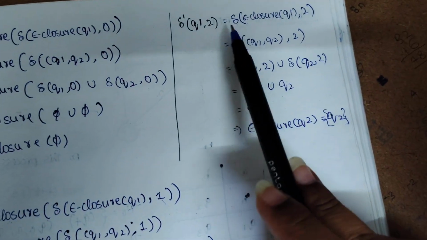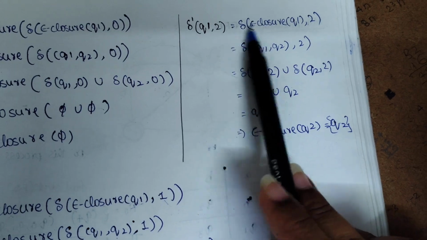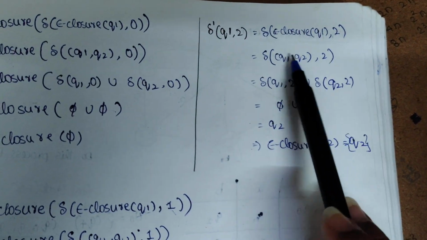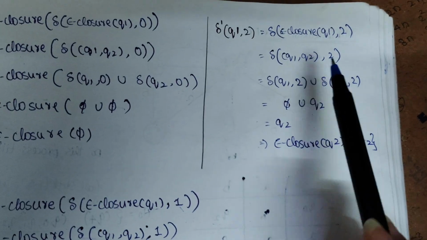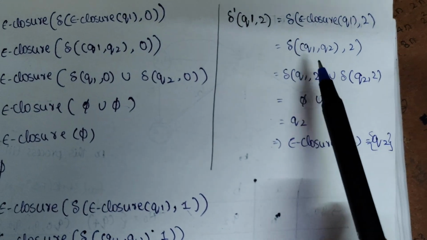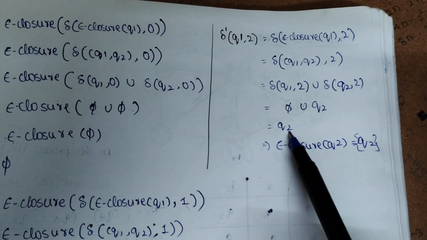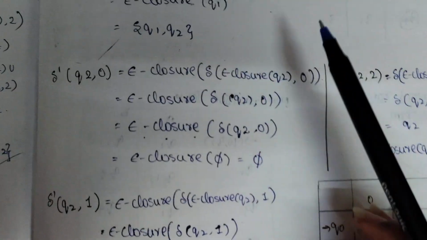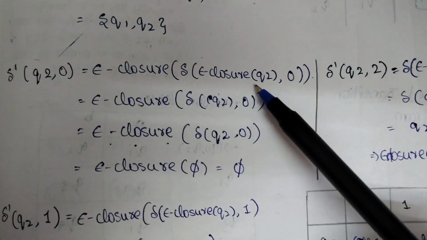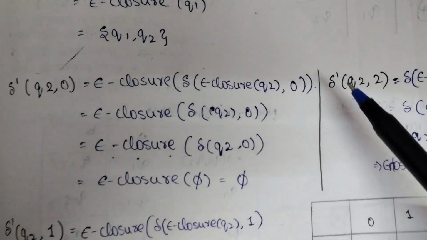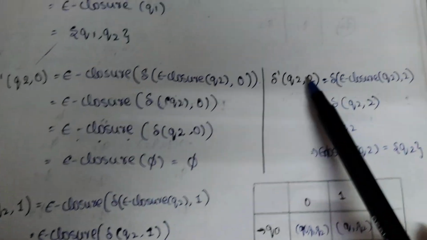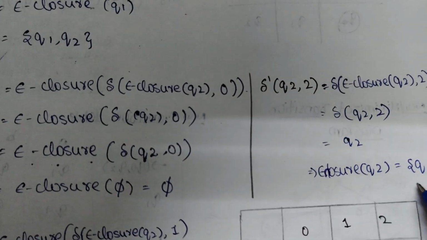The same way for (Q1, 2), I'll be taking ε-closure of this whole thing at the end. So ε-closure of Q1 is Q1, Q2. So (Q1, Q2) comma 2: (Q1, 2) union (Q2, 2). This is φ union Q2. We'll be getting Q2. So ε-closure of Q2 is also Q2. The same way we'll be finding (Q2, 0) as well. So here you can see (Q2, 0), we'll be getting φ. And the same way (Q2, 1), which is nothing but φ. Here we'll get Q2, ε-closure of Q2 is Q2.